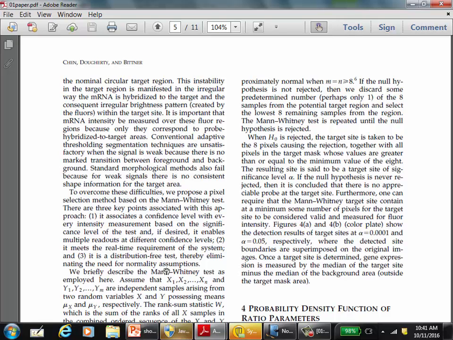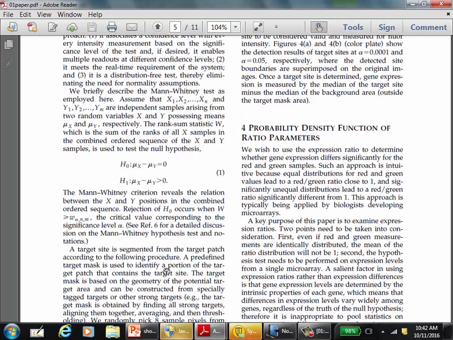So to overcome these difficulties, the authors propose a pixel selection method which is based on the Mann-Whitney test or the rank sum test, right? And there are 3 key points associated with this approach, and I already discussed that, right? I gave you that explanation about the rank sum test, right? But again, it's briefly described here, right?